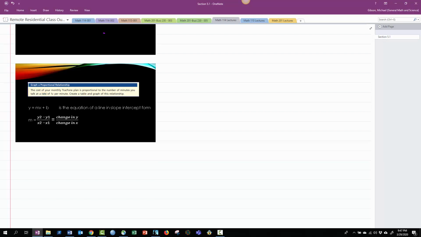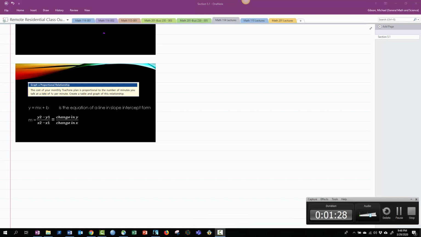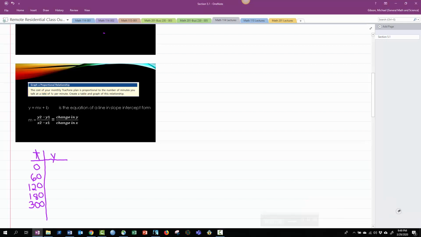Graph a proportional relationship. The cost of your monthly TracFone plan is proportional to the number of minutes you talk, at a rate of 5 cents per minute. Create a table and a graph of this relationship. Okay, so I've made a little T-chart here. It's a basic table. When they give them to you in MyLab Plus, they'll just be prettier, with a box all the way around.